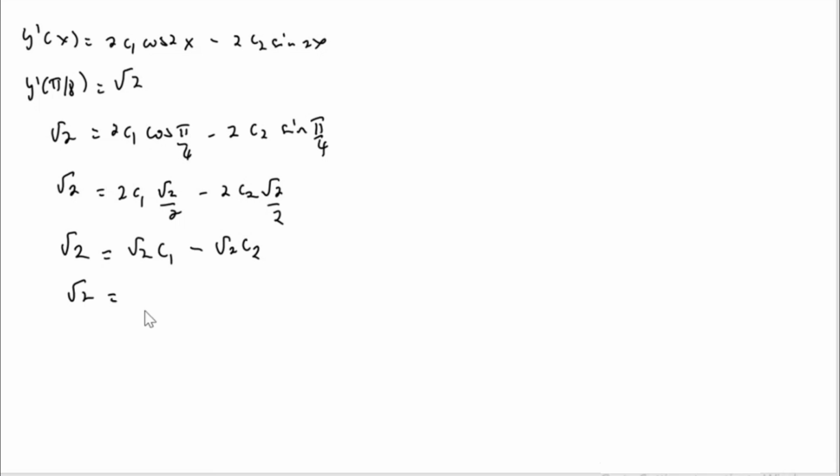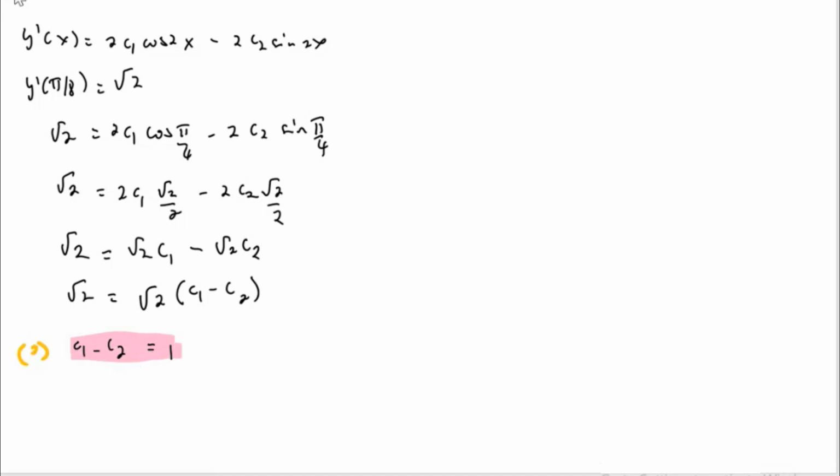So simplifying further on the right hand side, I have a common factor of the square root of 2 times c sub 1 minus c sub 2. So dividing both sides by square root of 2, therefore I can write now c sub 1 minus c sub 2 is equal to 1. And this will be my equation number 2.